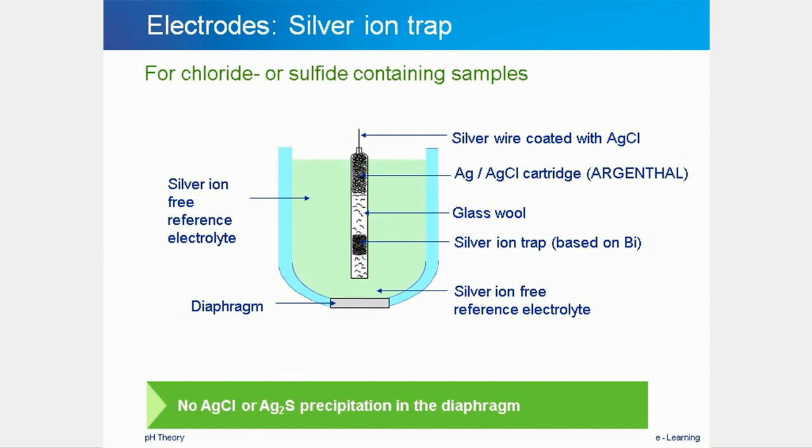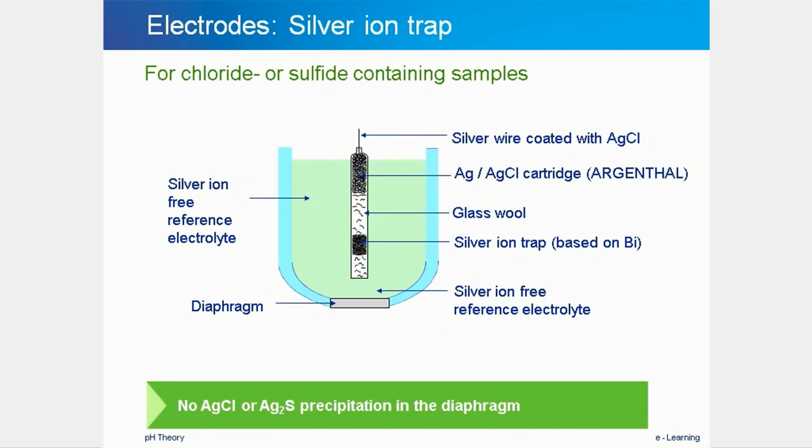Ideally, this shouldn't cause any precipitation of molecules if the ions of the reference element and the solution meet each other. One way to achieve this is to use a reference element with an ion trap. Mettler Toledo has developed the Argentile silver ion trap for this purpose. The Argentile ion trap stops the silver ions from getting into the inner electrolyte solution and therefore from diffusing into the diaphragm, where ions in the sample could react with it and the complex could precipitate. It is very important to have the Argentile reference element in an electrode used for samples containing chloride or sulfide, as these would react with silver ions to give an insoluble precipitate and block the diaphragm.